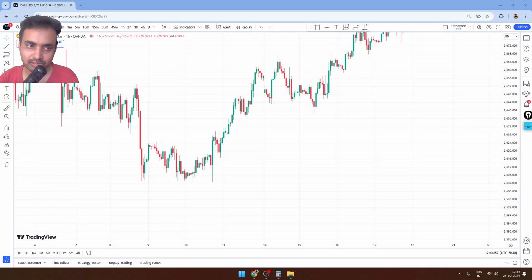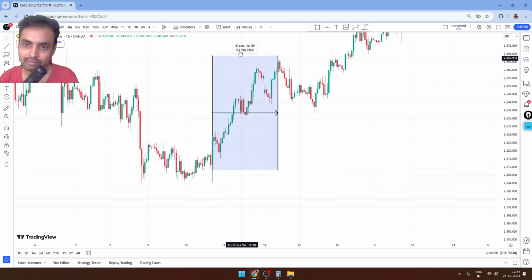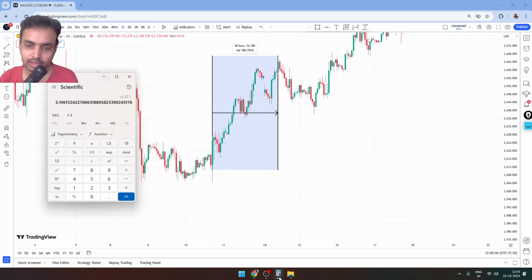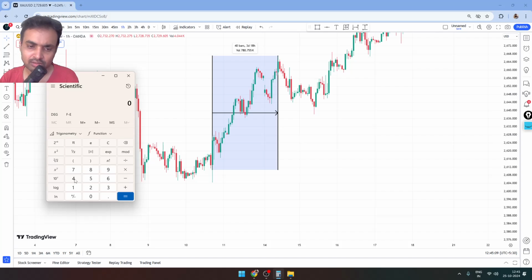So let's take major lows and major highs from the low to high. Okay, I'm getting 40 bars. So I need to find 40 cube. I think it will come to 64,000. 40 to the power of 3. Yeah, 64,000. 4 cube is 64, so you can add 3 zeros. Now I'm going to take a square root, which is 252.9.